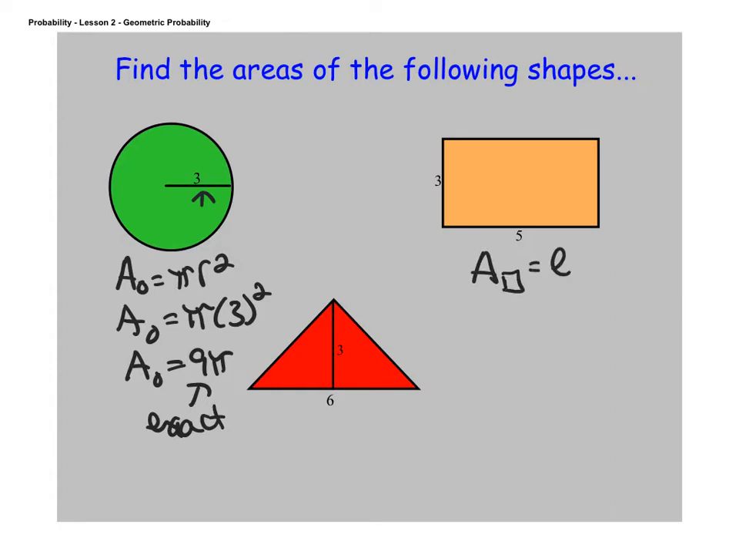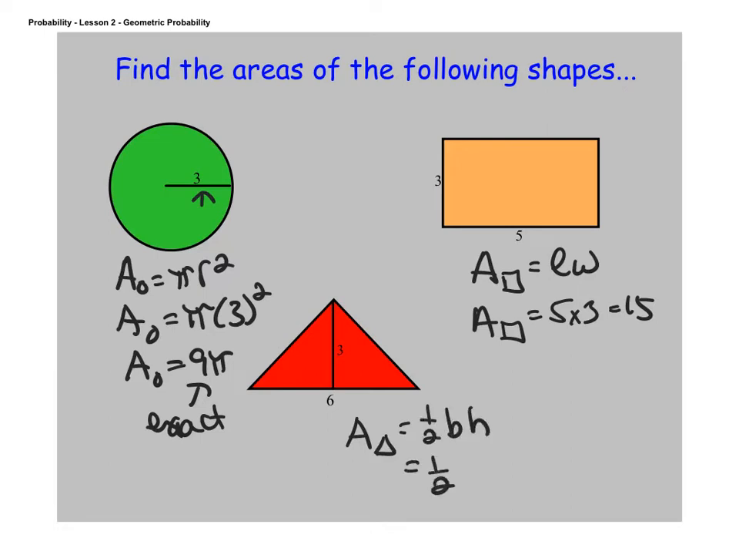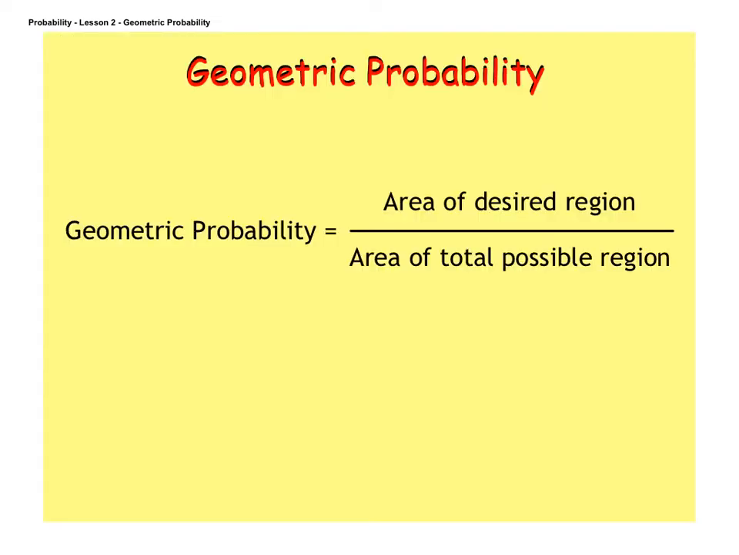Area of a rectangle is length times the width. In this case, that's 5 times 3, which is 15. Last one, area of a triangle is half the base times the height. The base is 6, the height is 3, which is 18. Half of that is 9. Okay, those are simple areas that you need for geometric probability. Now let's try some probability.